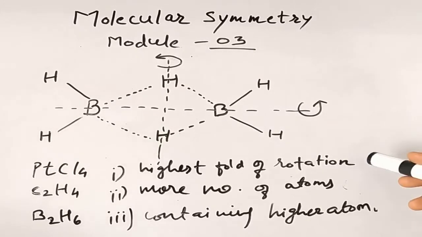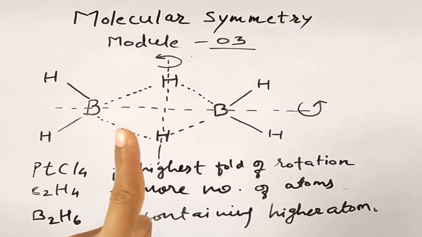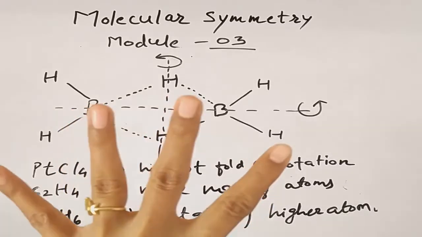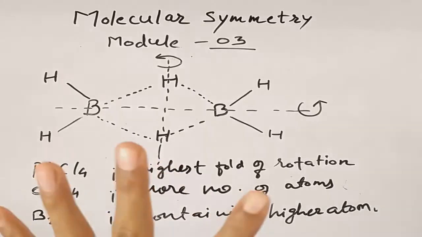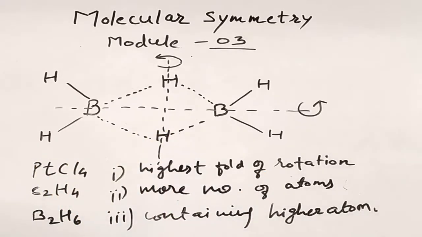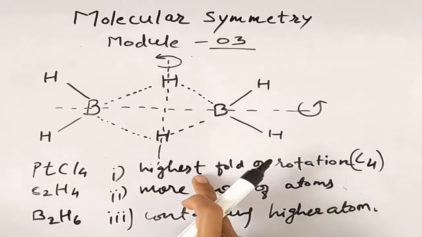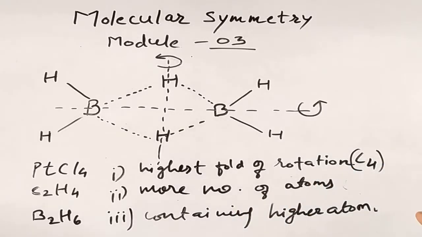To verify the first rule, we have taken the example of PtCl4. In PtCl4, we have got one C4 axis and 4 C2 axes. So among 1 C4 and 4 C2 axes, we have chosen C4 as the principal axis. Why? Because it has the highest fold of rotation. Others are C2 axes. Hence, the 4 C2 become subsidiary axes in PtCl4.